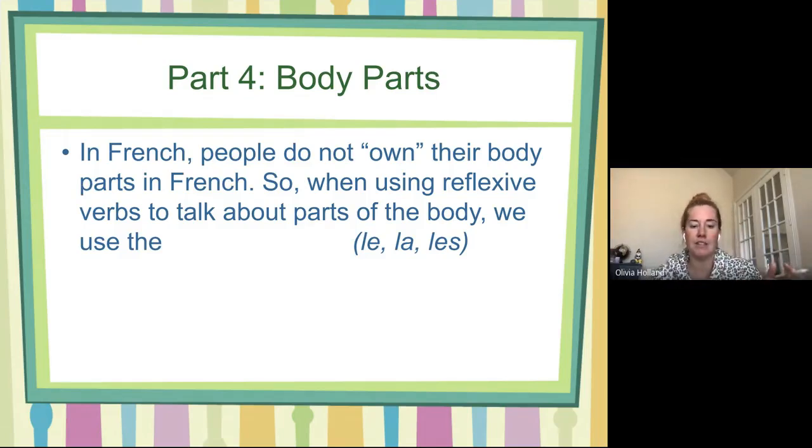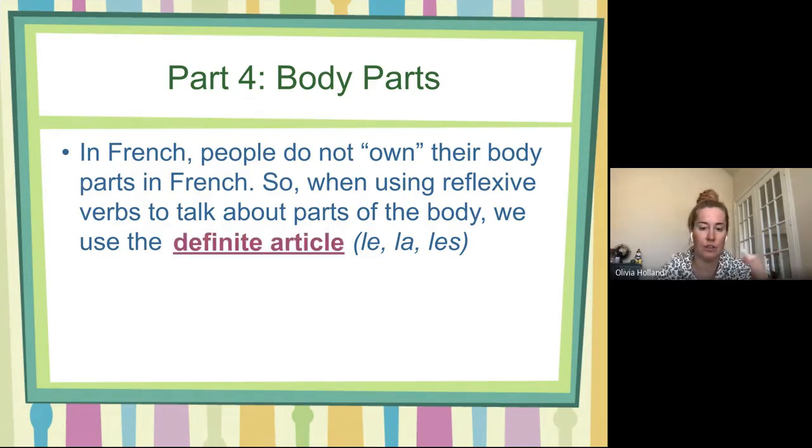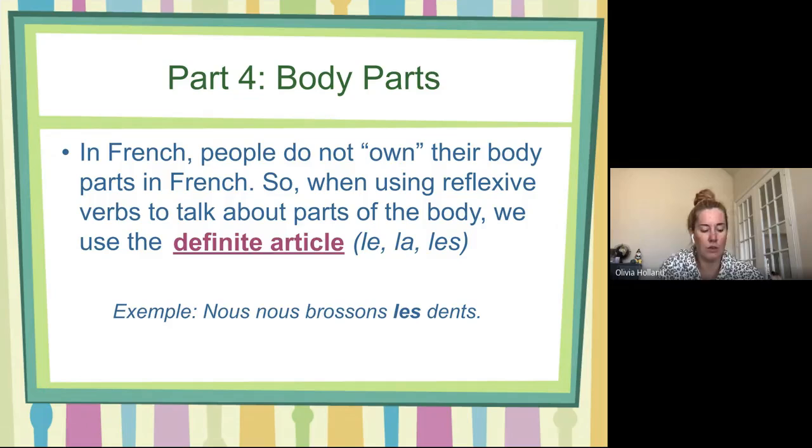So when using reflexive verbs to talk about parts of the body, you're going to use the definite article, the le, la, or les. So for an example, nous nous brossons les dents. That sentence means, like most commonly in English, we brush our teeth. But in French, it literally translates to we brush ourselves the teeth, which sounds weird. If I want to say like I broke my arm, I will not say my arm in French. I will say I broke the arm. Technically, I broke myself the arm. So you always use the le, la, or les.